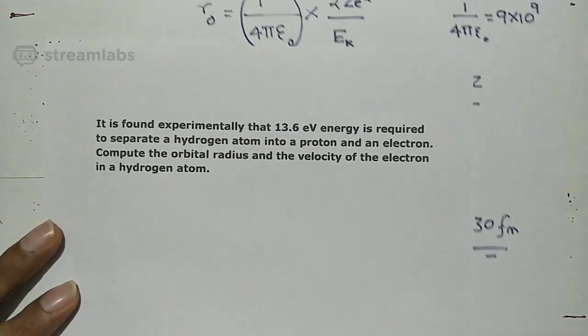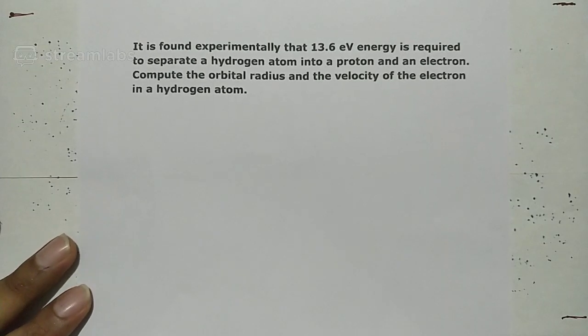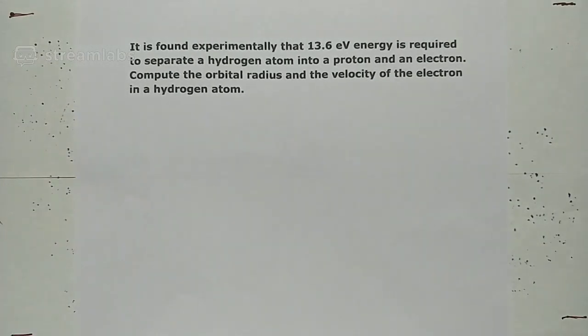So there is one more problem regarding that energy expression. It is found experimentally that 13.6 electron volt energy is required to separate a hydrogen atom into a proton and electron. What is the meaning of that? That is the total energy of the electron revolving around the nucleus. So if you supply that much amount of energy, the electron becomes a free electron.